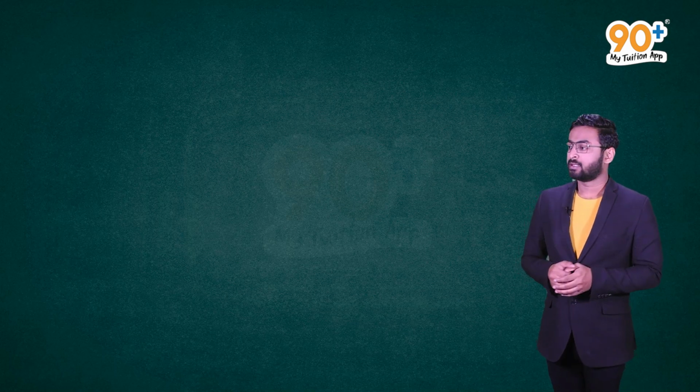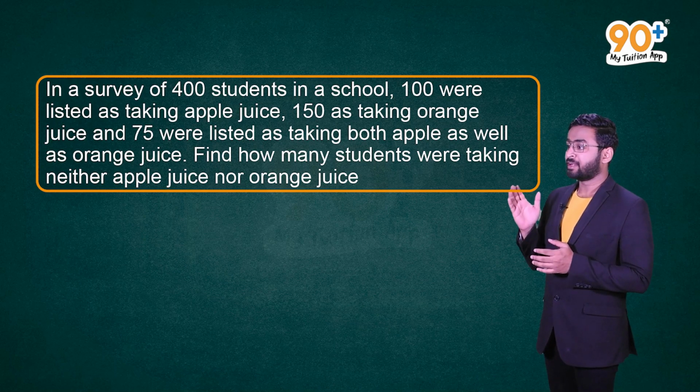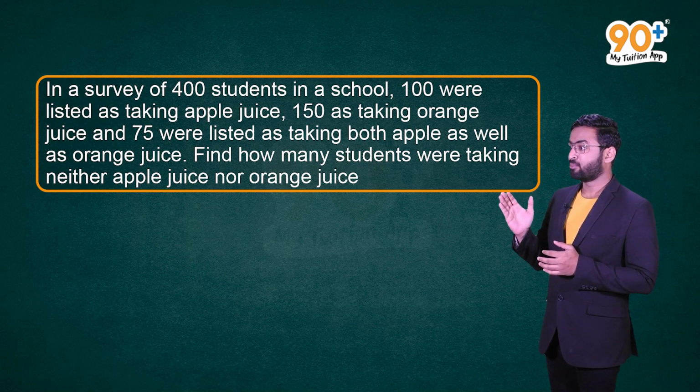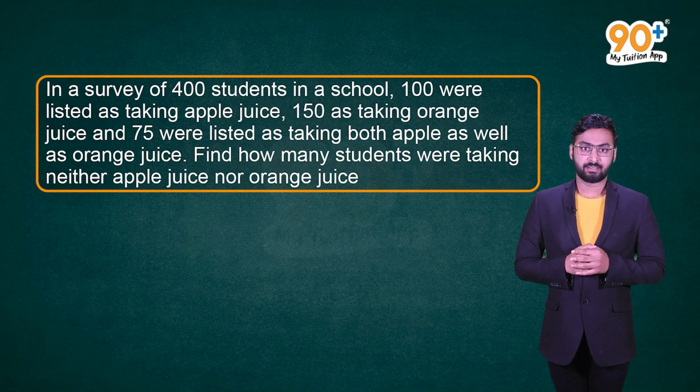Now, let's take a look at another example. In a survey of 400 students in a school, 100 were listed as taking apple juice, 150 as taking orange juice, and 75 were listed as taking both apple as well as orange juice. Find how many students were taking neither apple juice nor orange juice.